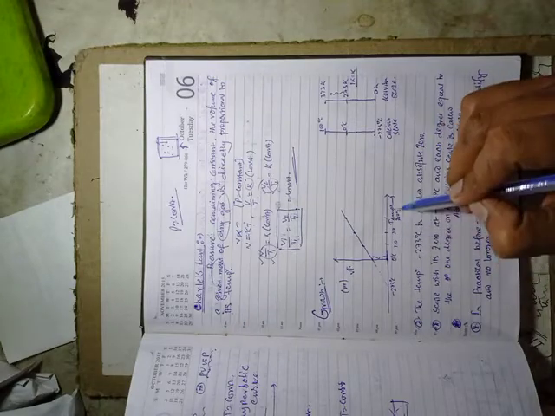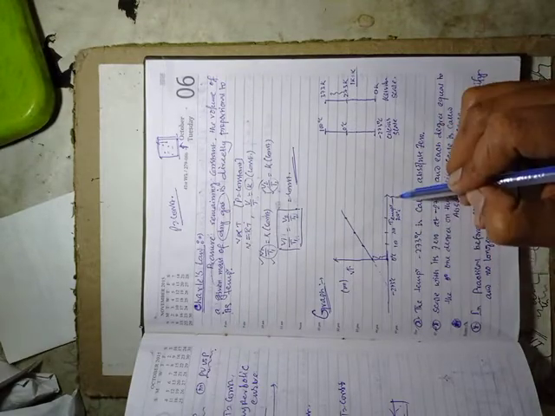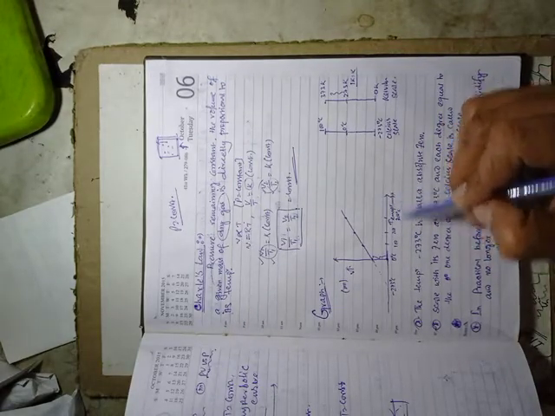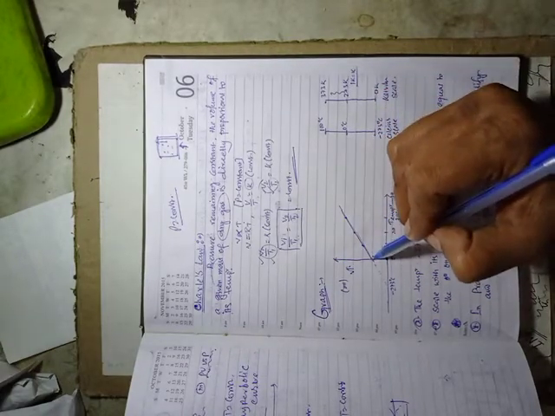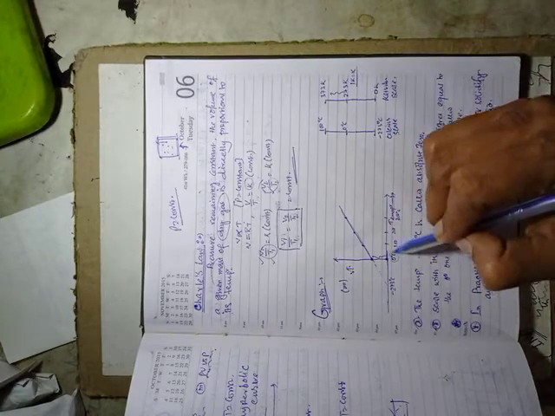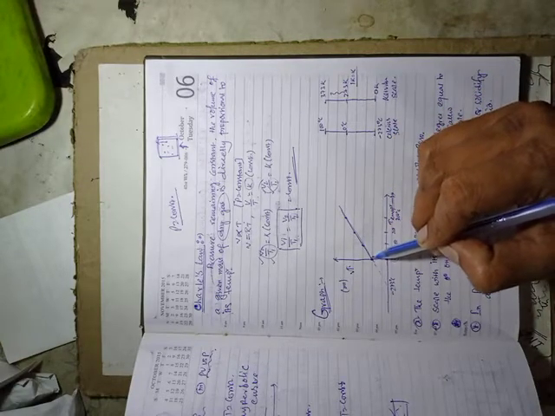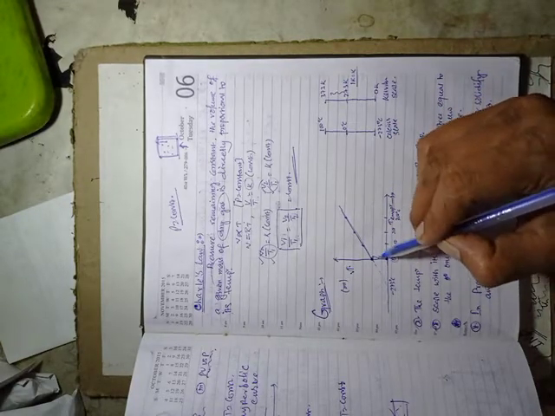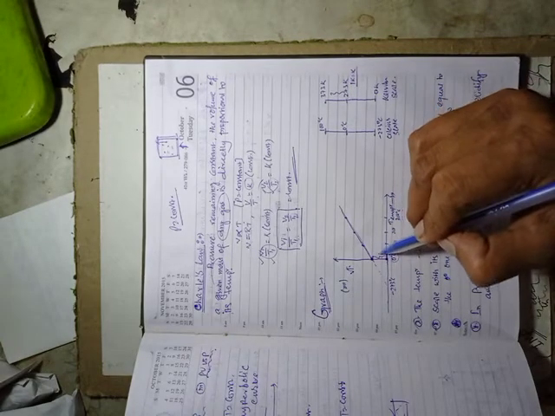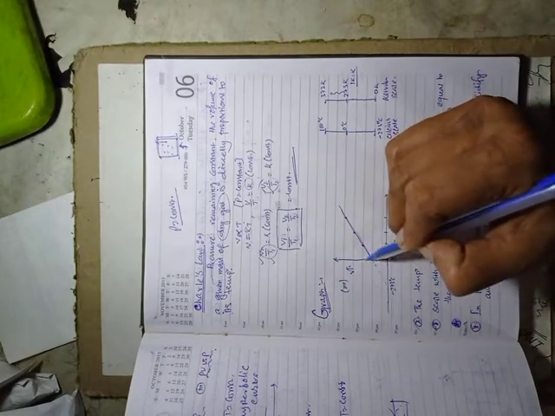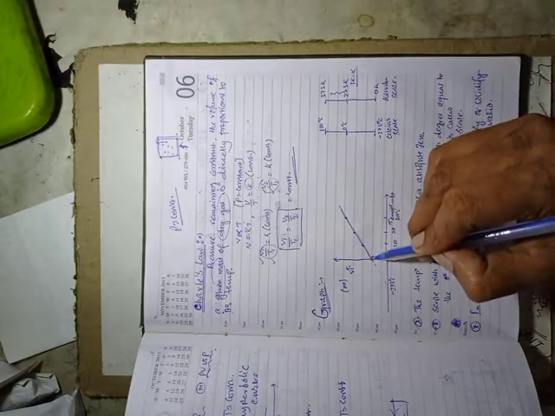Now students, come to the graph. In the graphical representation of Charles' law, you can see volume and temperature on the axes. With increased temperature, volume also increases, that's why the graph comes like this. At 0 degree centigrade, the straight line will start from here. Why not from here, students? Because at this point some volume is present.